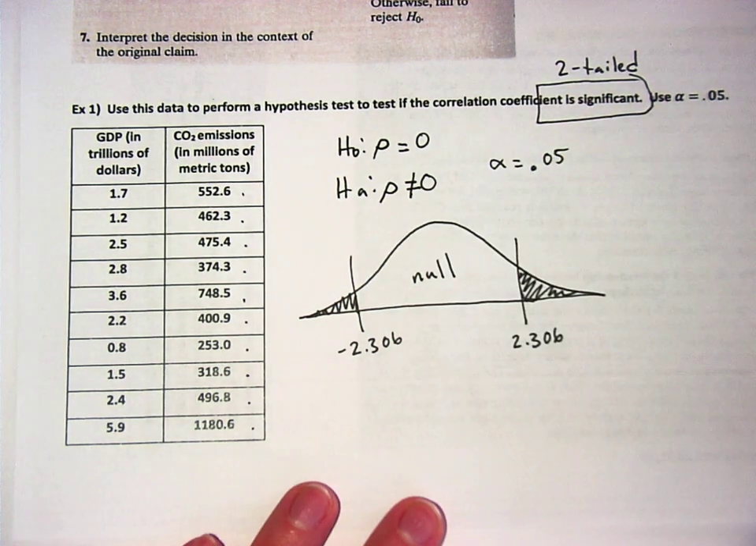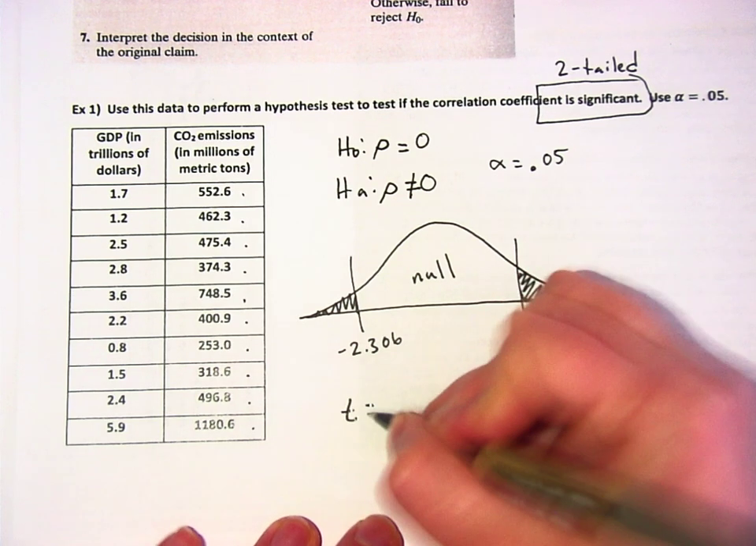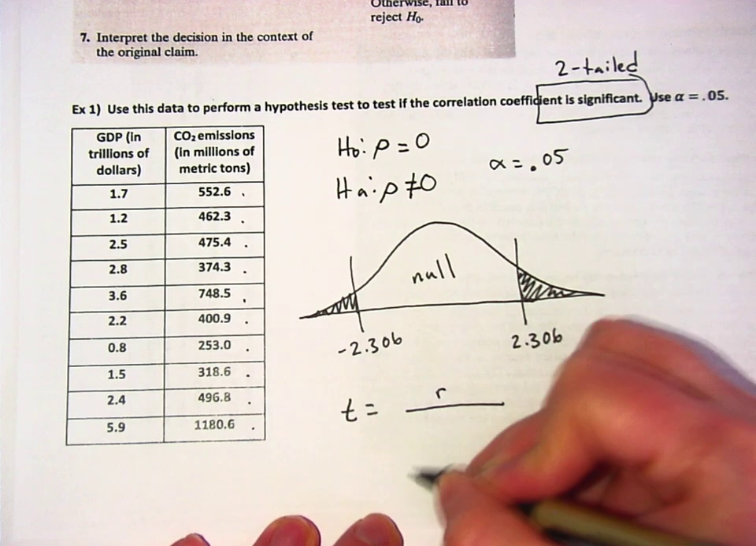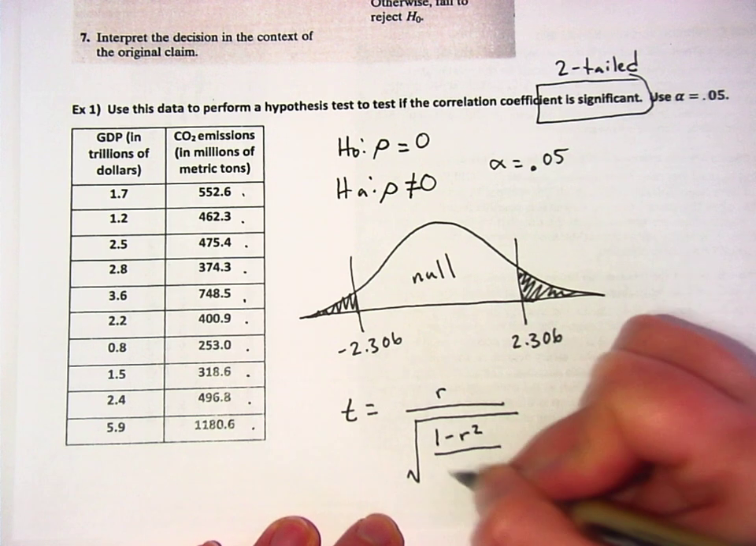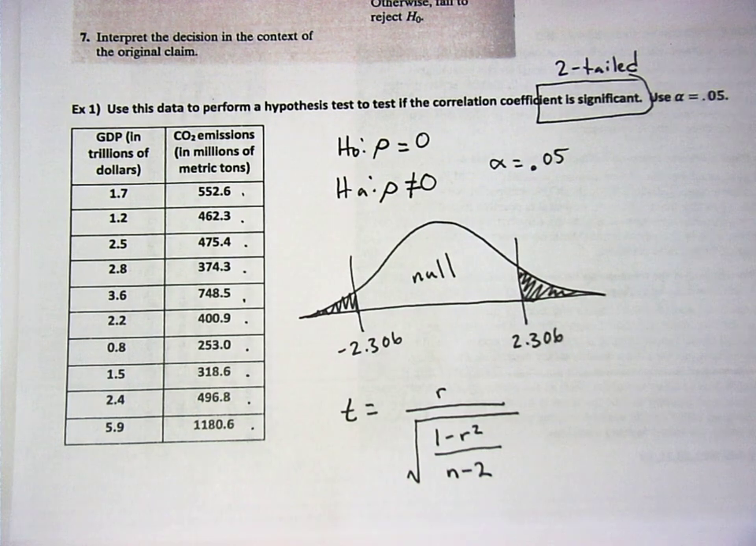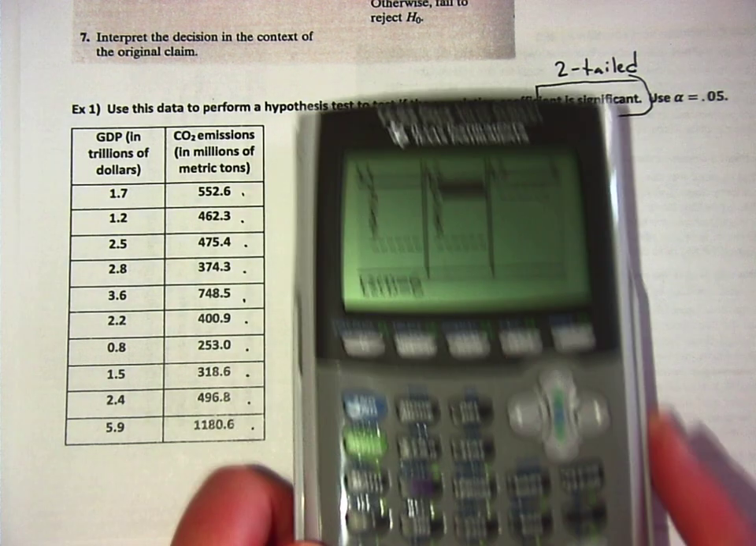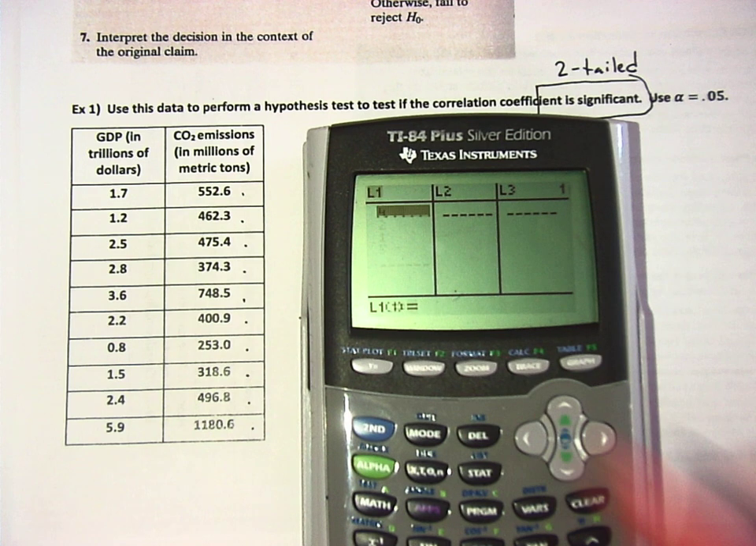Okay, we're going to do this with our calculator. Our t value is going to be r over the square root of (1 minus r squared) over (n minus 2). But we have to find r in our calculator first. So right now, go into Stat, Edit, and in your lists, you're going to put in these two columns.